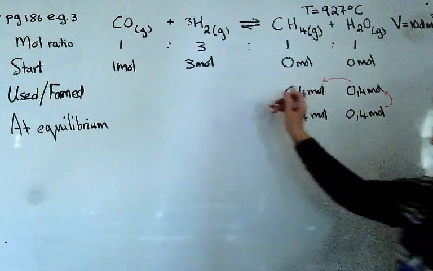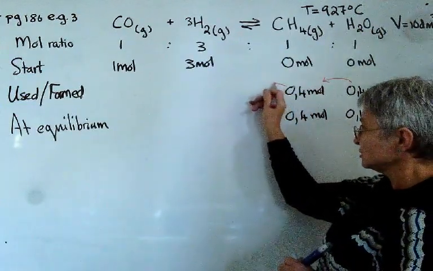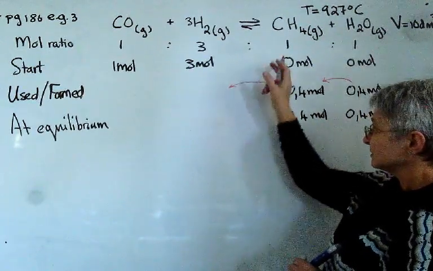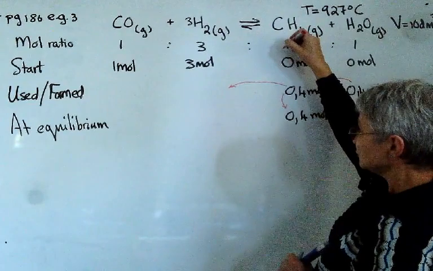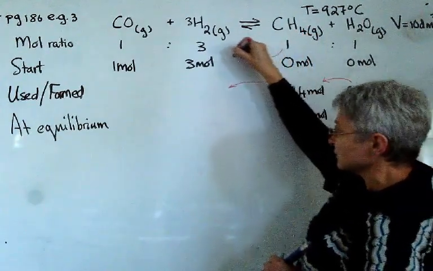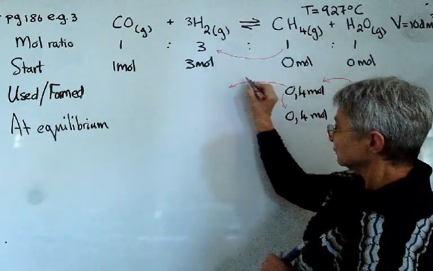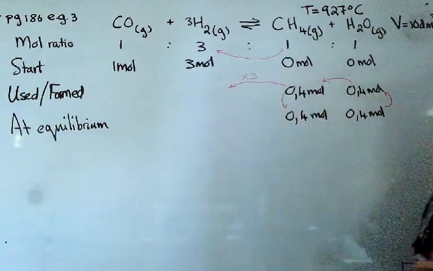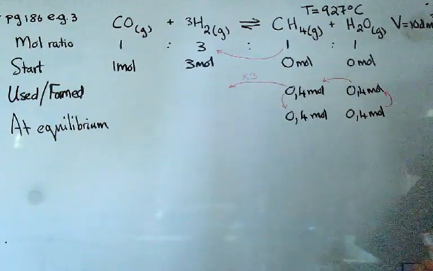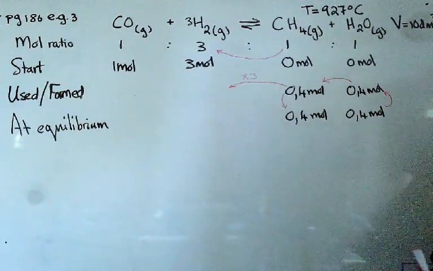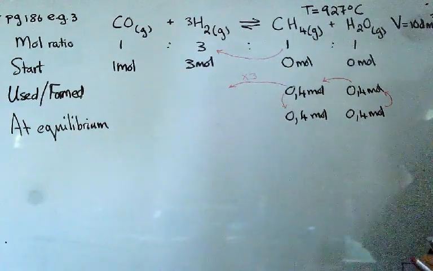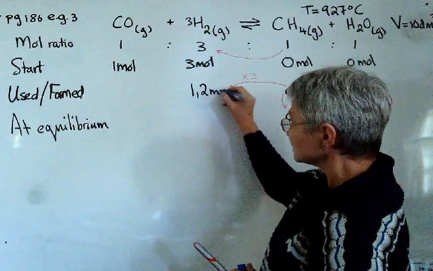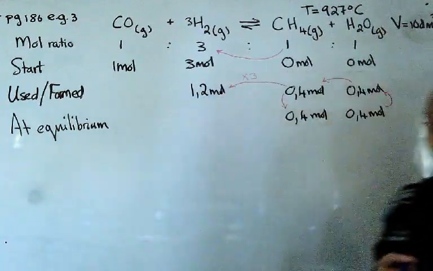What must I do to calculate that amount? Would you multiply this in the ratio? Well, what do I do to take a 1 to a 3? Times by 3. So the same thing I must do here, times by 3. So how much hydrogen would have been used? It would have been 1.2 moles. So 1.2 moles of the hydrogen was used.